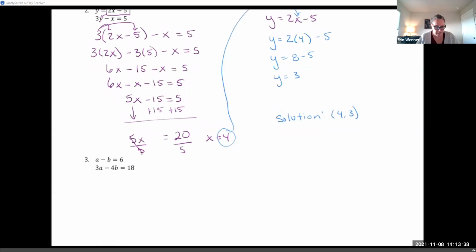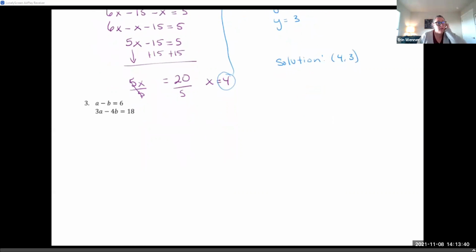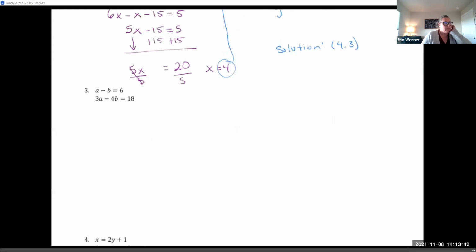So in 1 and 2, we already had a variable isolated. In number 3, we do not have a variable isolated. When given letters that are not x and y, they're always in alphabetical order when we think about reporting the ordered pair. So the ordered pair (A, B) would be our answer.